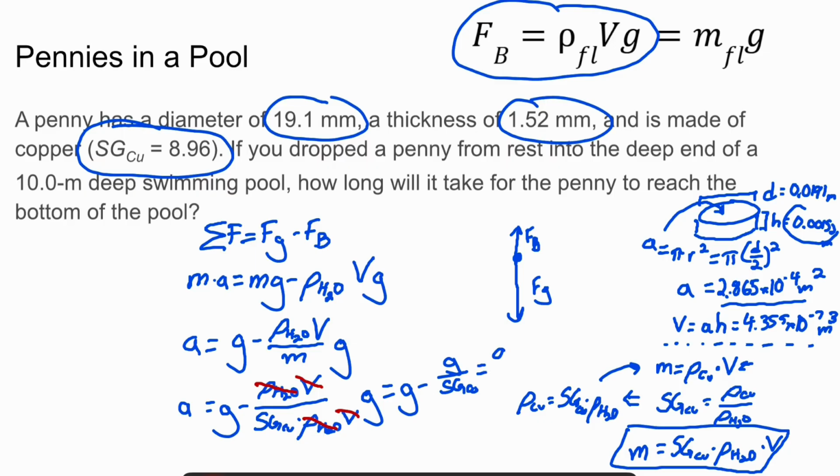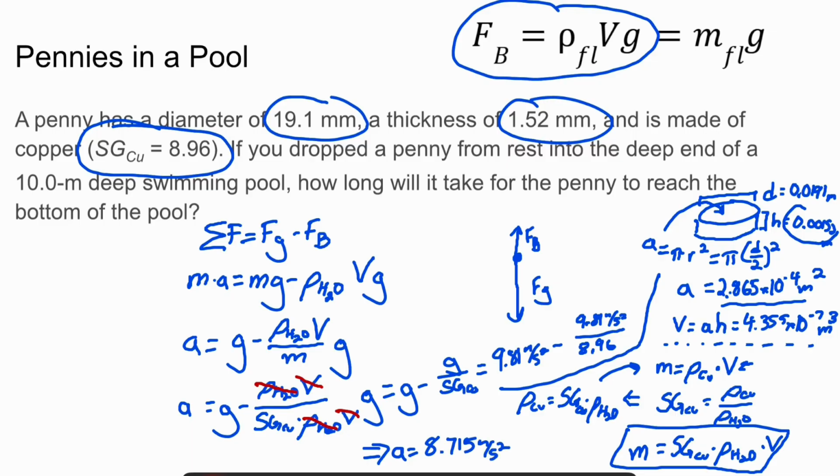So we can plug in some numbers here, and what we get is 9.81 meters per second squared minus 9.81 meters per second squared divided by the specific gravity of copper, which was 8.96, which gives us an acceleration of 8.715 meters per second squared. And so our acceleration, when there is a buoyant force of water pushing back up on our penny, will obviously be less than that of the penny in free fall in the air, right?